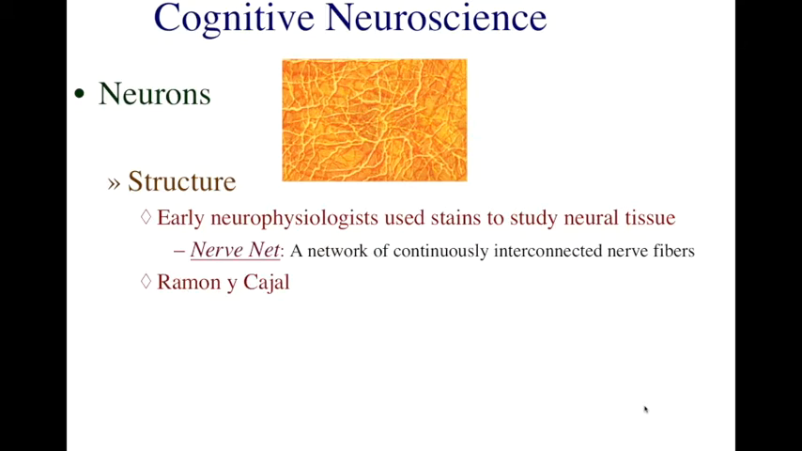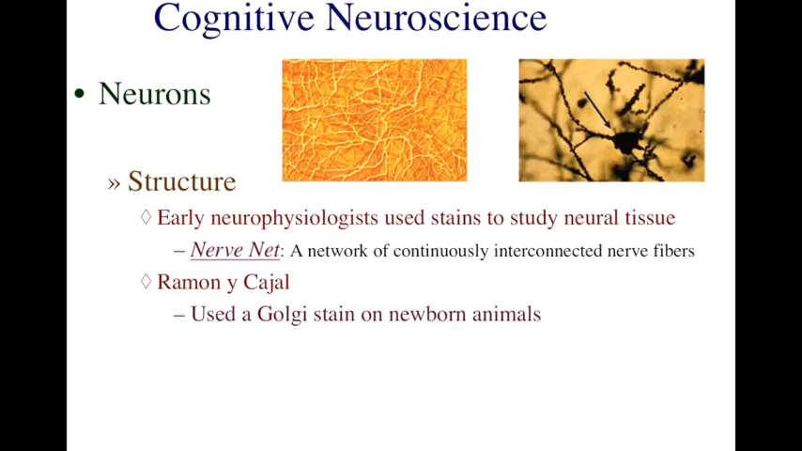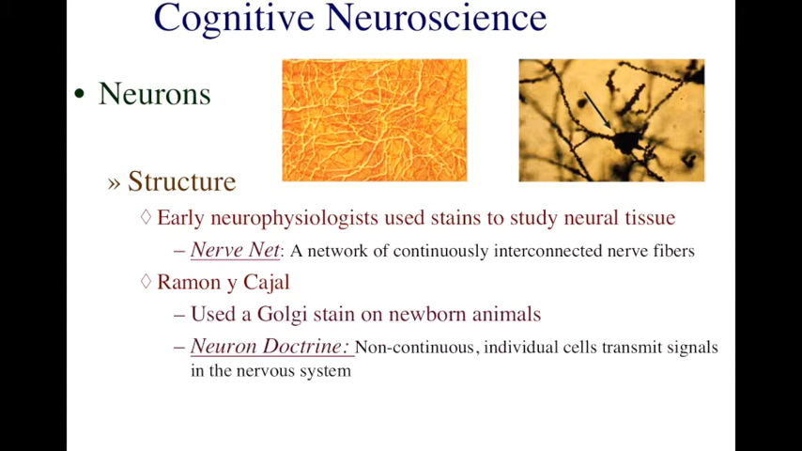It wasn't until Ramón y Cajal used a Golgi stain on newborn animals, which gave enough resolution to be able to determine more specifically what the structure of neurons was. A Golgi stain, unlike the stains that had been used, stains only one of every 100 cells. It helps isolate them. Furthermore, by using newborn animals, Cajal was using neural tissue that was less dense. He proposed the neuron doctrine, that in fact our nervous system was made up of non-continuous individual cells that are transmitting signals in the nervous system.